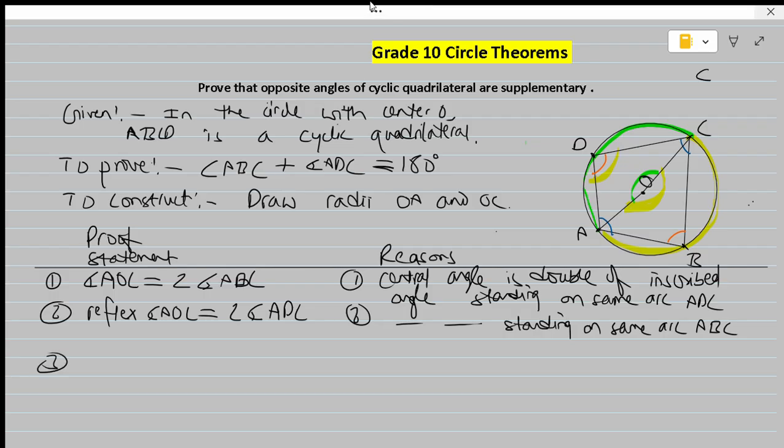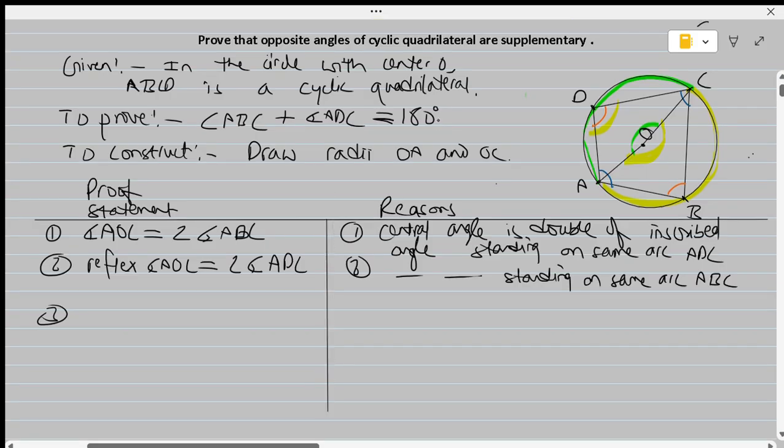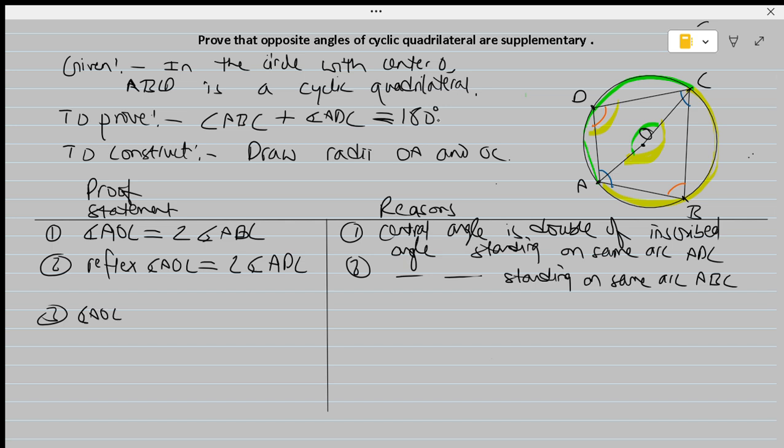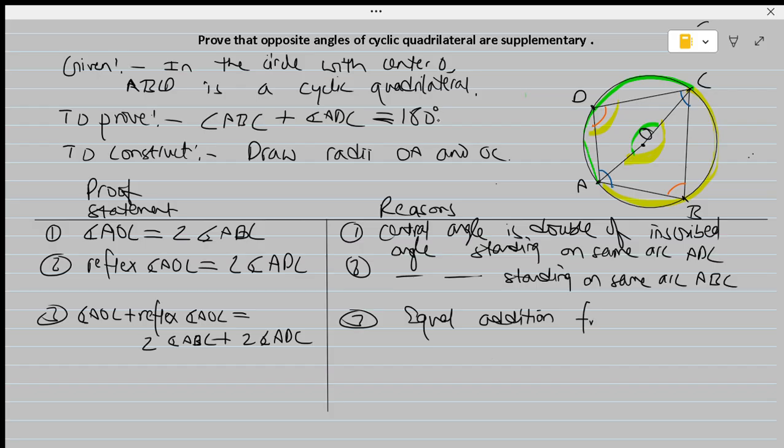After writing that, now we'll be adding these two. Angle AOC plus reflex angle AOC, on the left I added, and on the right also I'm adding: twice angle ABC plus twice angle ADC. We provide here the reason: equal addition, from 1 and 2.